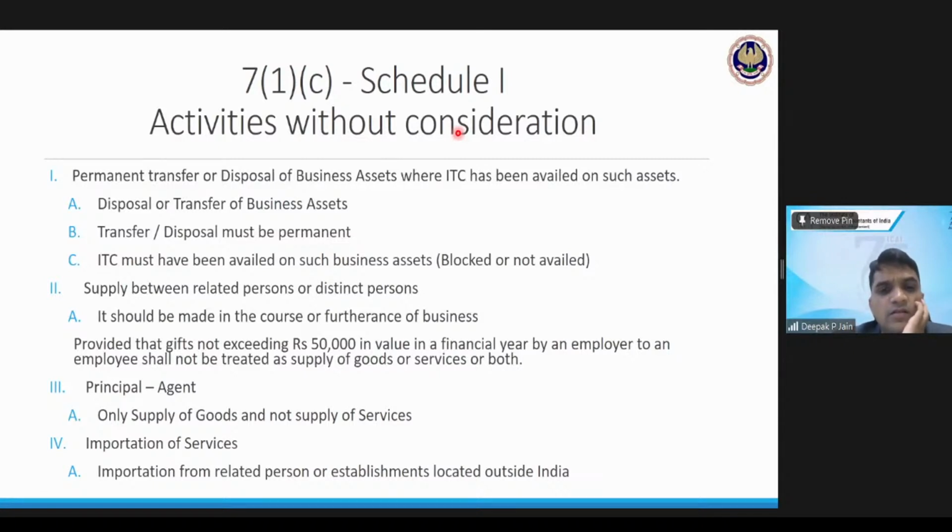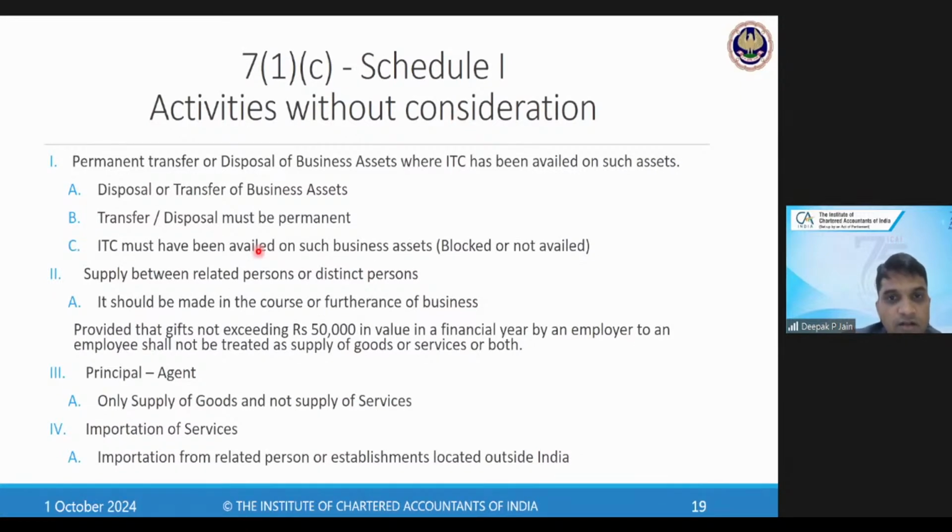Okay, so the answers, what I've got is mostly correct by few people, that it is a blocked credit, which means I have not availed the input tax credit. So if I have not availed the input tax credit on the car, then I don't have to pay GST, because all the three conditions have to be met, that I should have availed the ITC. On that car, I have not availed the ITC. It is a blocked credit. So I have not availed the ITC. So when I'm disposing it off, I don't have to pay any GST.